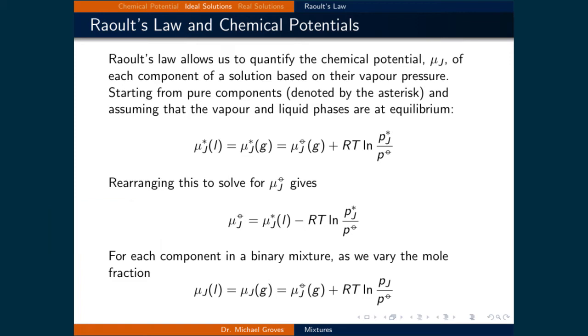For each component in a binary mixture, as we vary the mole fraction, we get the chemical potential of the liquid substance at some defined point in the mixture is equal to the chemical potential of the gas. This is also equal to the standard chemical potential of the gas plus RT times the natural logarithm of the partial pressure of the component divided by the standard pressure.